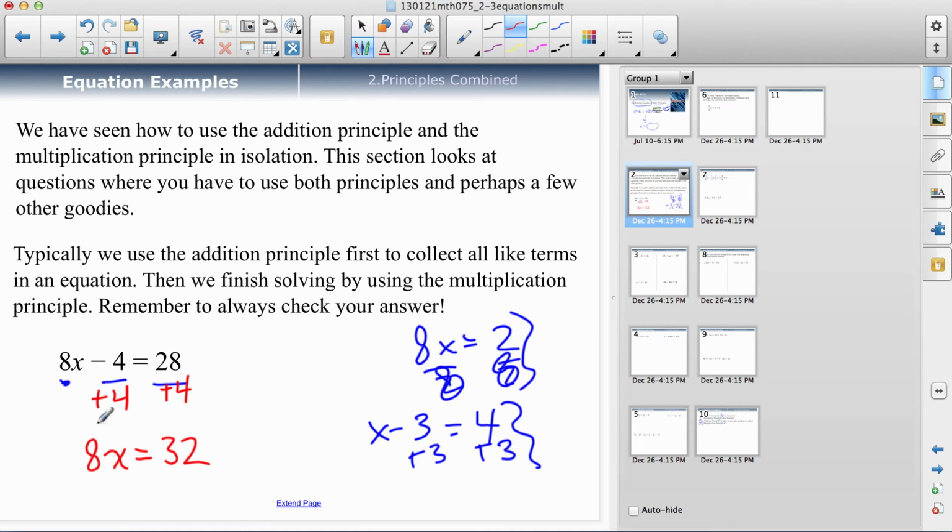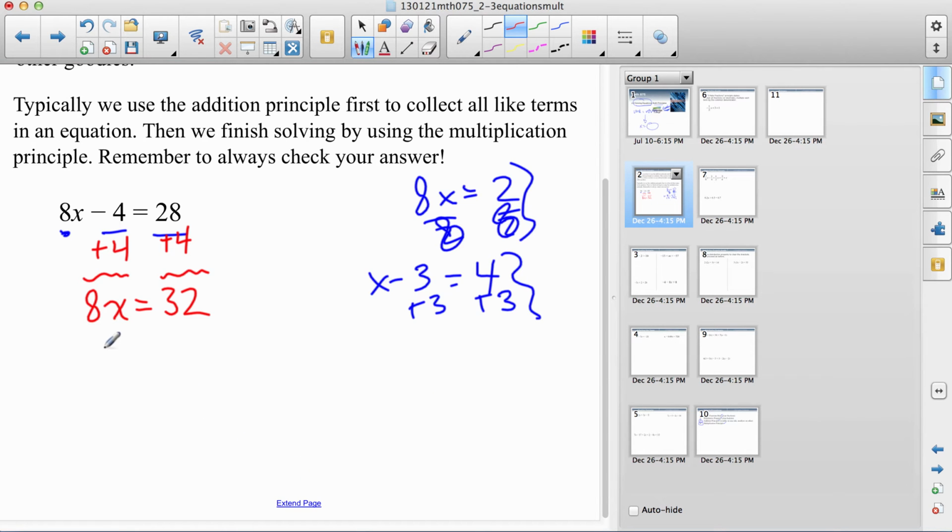Now I've collected all the x stuff on this side, all the number stuff on this side. Now I can use the multiplication principle. I like to rewrite it, so 8x equals 32. So I'll divide this side by 8, divide this side by 8. 8s are a factor of 1, so they're eliminated, and x is equal to 4.